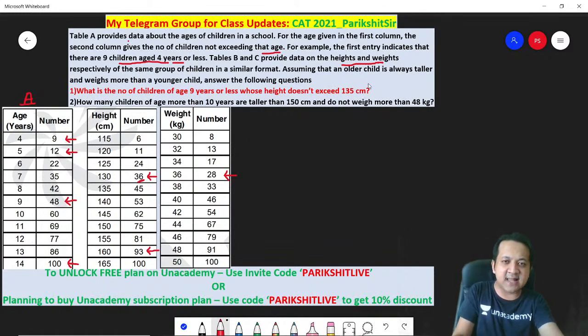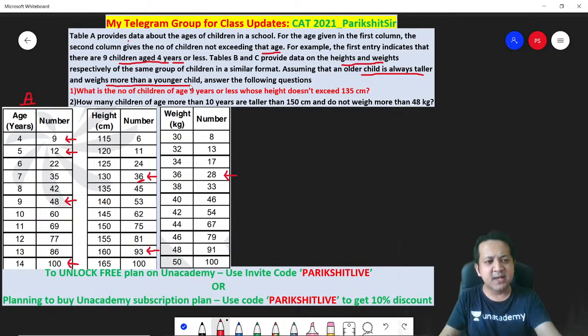And there is a last line which says, assuming that an older child is always taller and weighs more than a younger child. What does it mean? It means if someone falls in the last category, as an example, his age is 14 years, then in the second table, his height will also be the largest. Why? Because an older child is always taller.